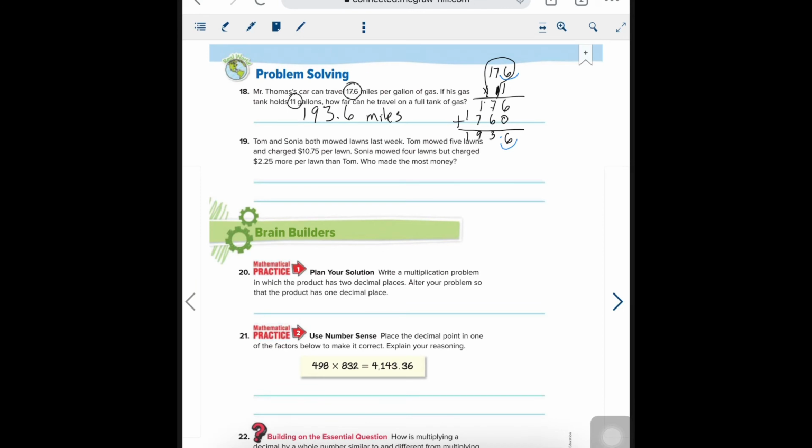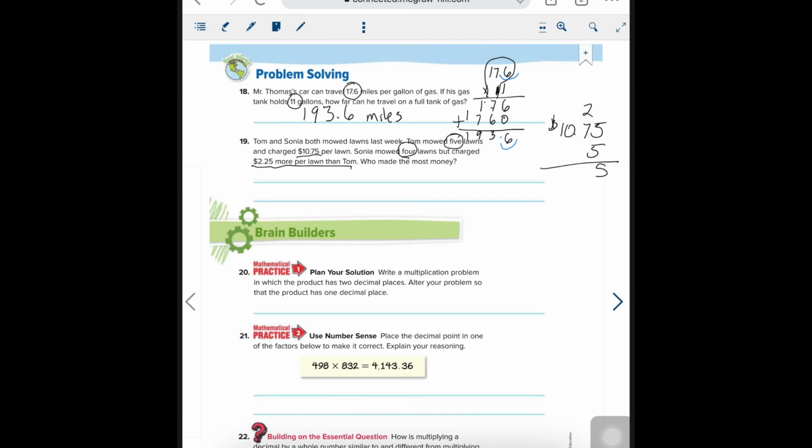Number 19. Tom and Sonia both mowed lawns last week. Tom mowed 5 lawns and charged that much per lawn. Sonia mowed 4 lawns but charged that much more per lawn than Tom. Who made the most money? Okay, kind of tricky. So we know Tom charged 10.75.